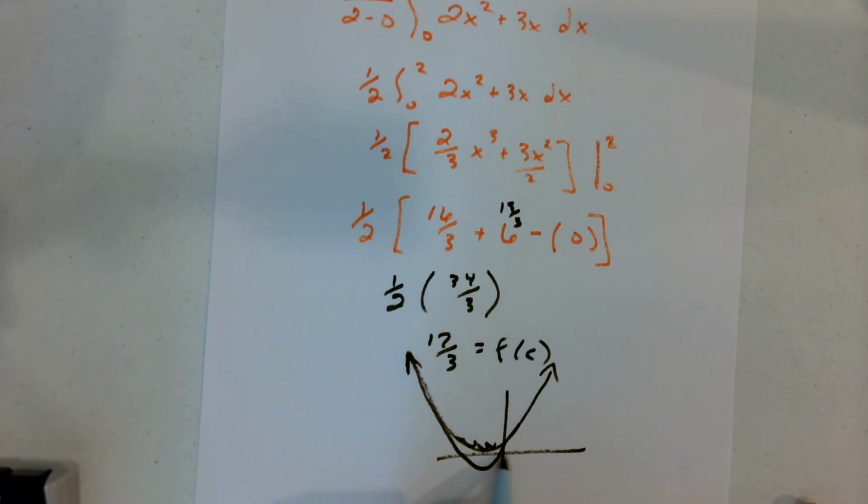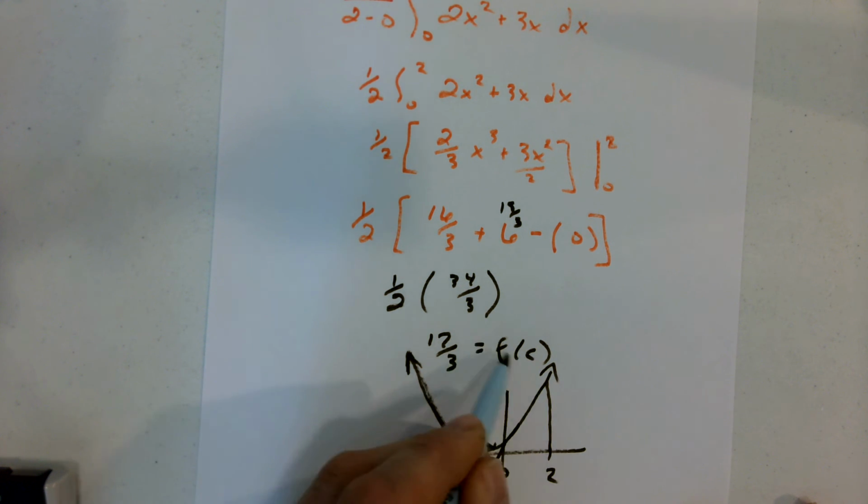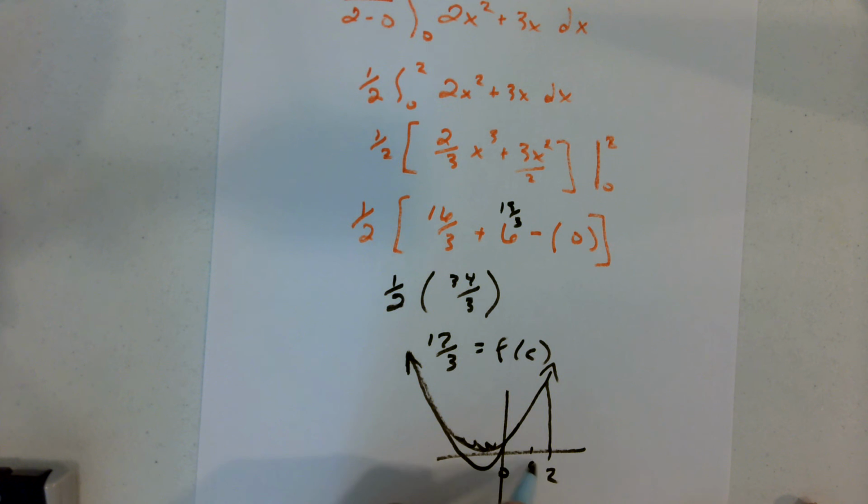So if we look from 0 to 2 here, then the average value, f of c, my c value in here, we don't know what that c value is. We could find it, but it's going to equal 17/3. So f of c is going to equal 17/3. So that's kind of where that rectangle is going to be created in there, if that makes sense. All right, and that's going to be the average value of that.